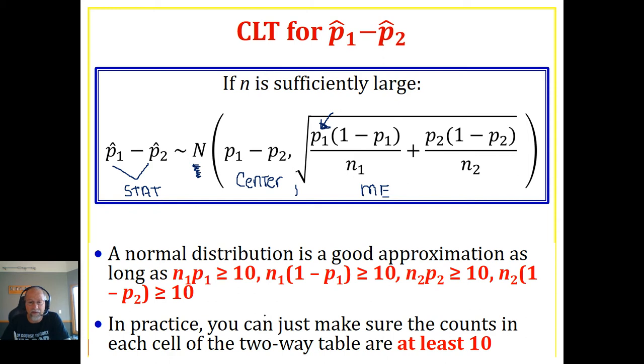But it does give a nice note here. It says in practice, you can just make sure that the count in every cell of the two-way table is at least 10. And generally, that's what takes place. Not always, but if we have a two-way table, as long as all the numbers inside are bigger than 10, then we're okay. If not, then we'll have to do the calculation.